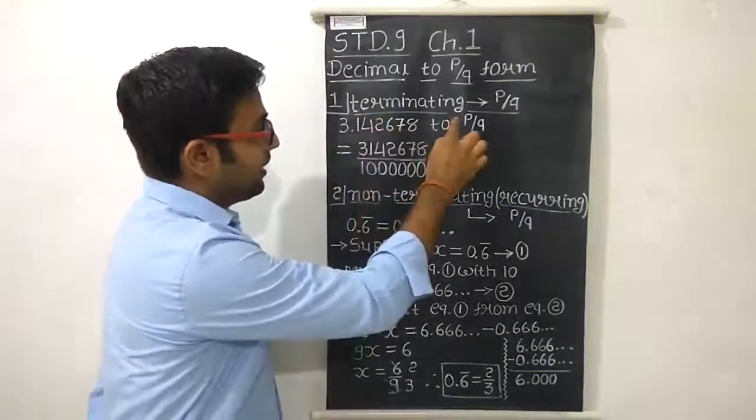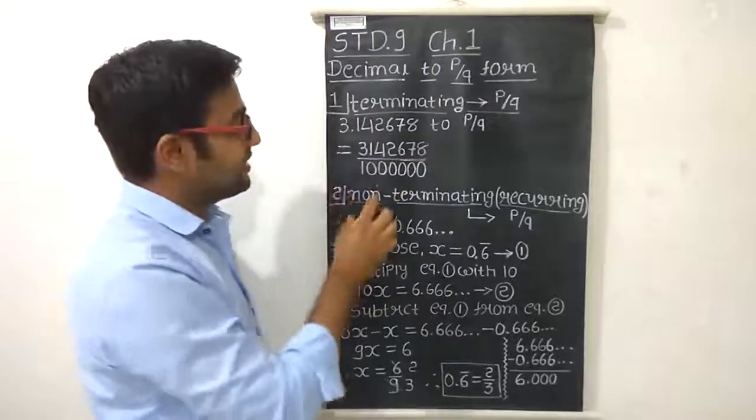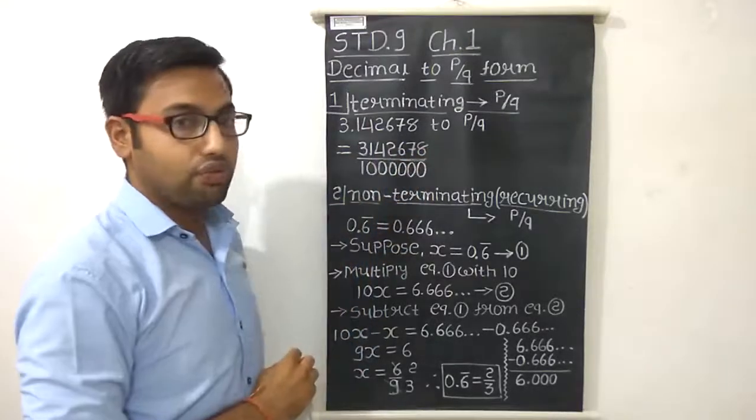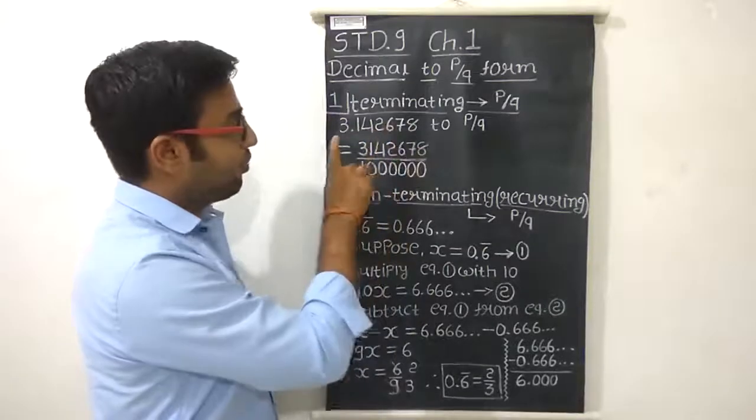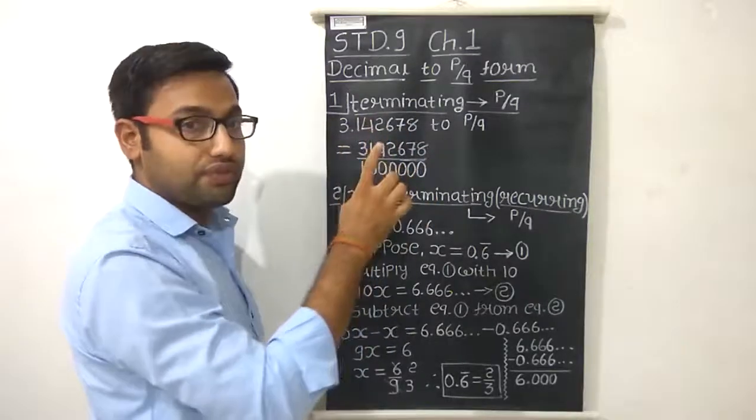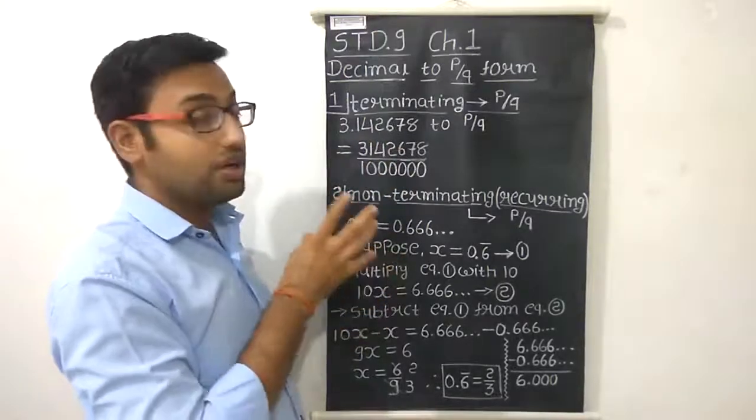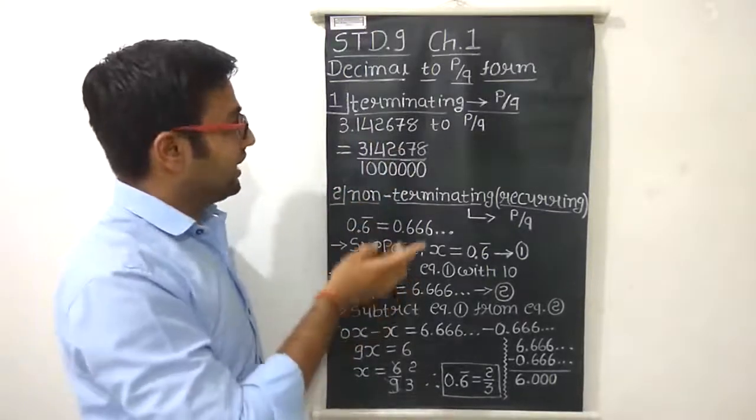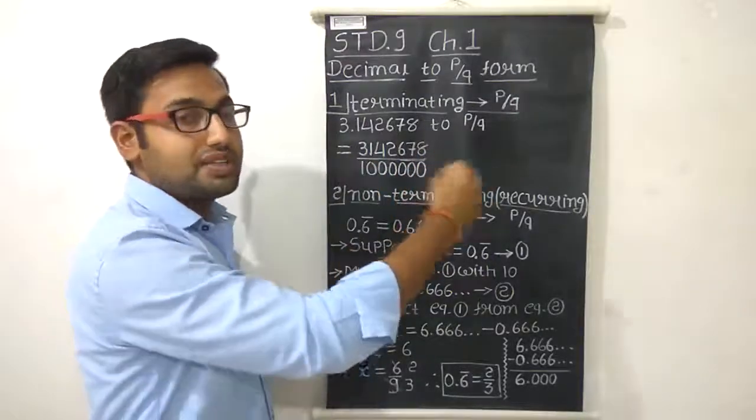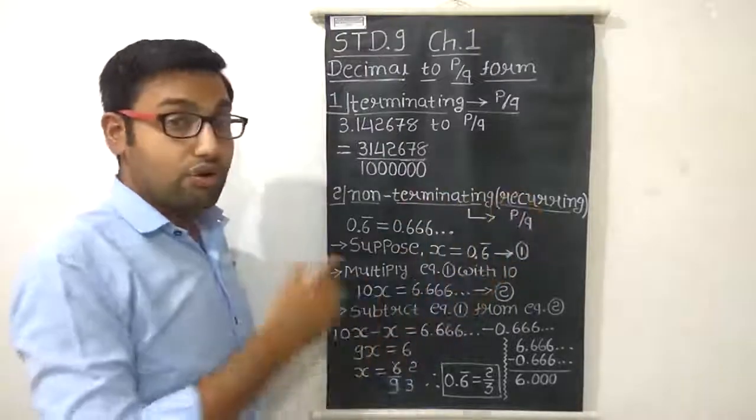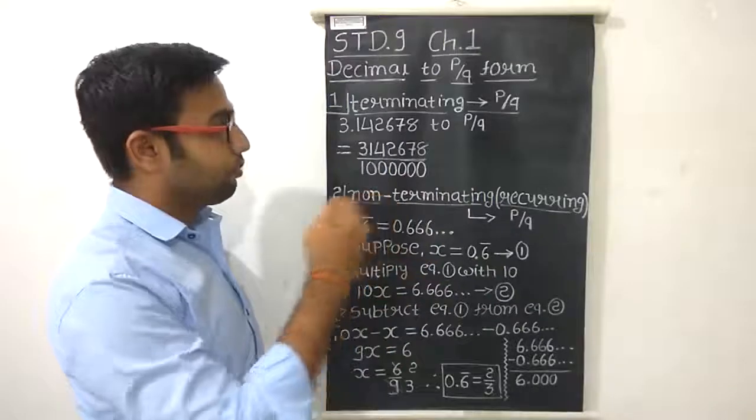So for terminating decimal numbers, it is easy to convert into the P by Q form, because we can count how many positions we have to shift the decimal point. That is very easy to count. But what is the case for the non-terminating? Because in the non-terminating case, we cannot count or shift the decimal point to the right hand side, because it is non-terminating. So how to convert that type of number into the P by Q form?